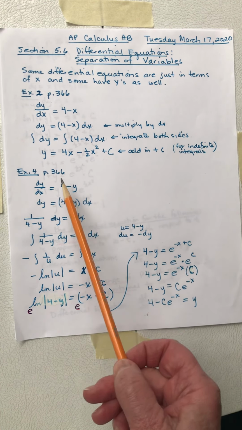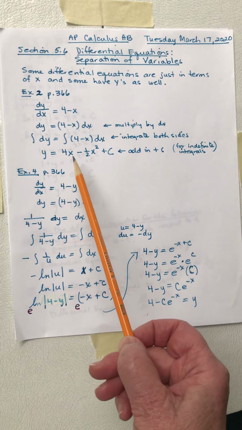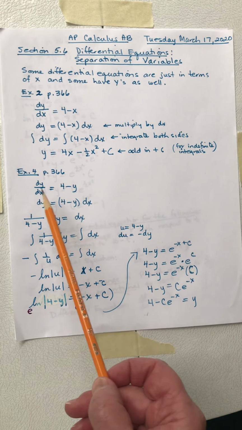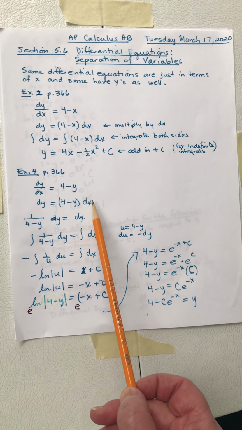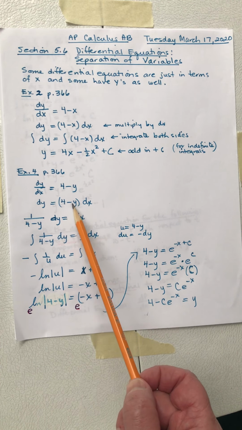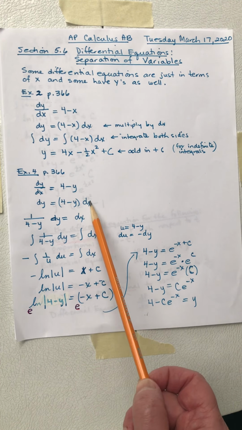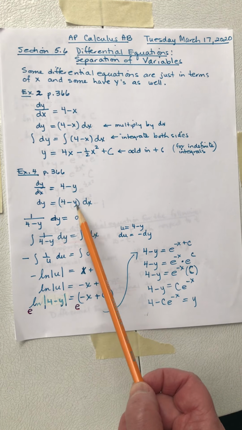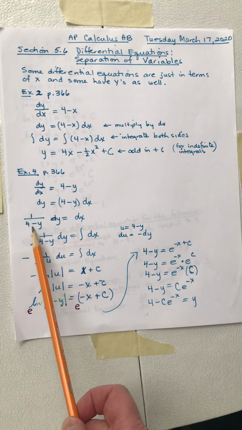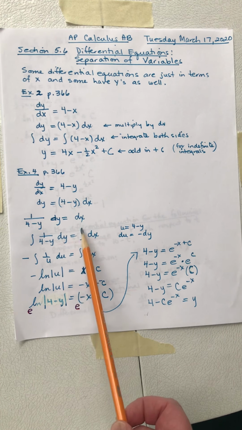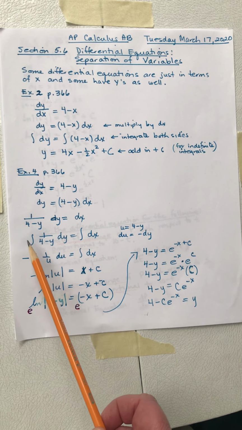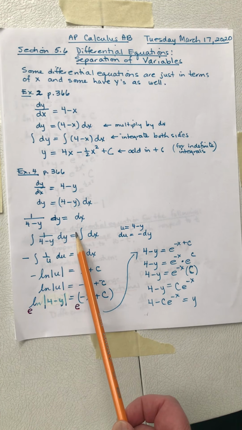Another example I have is example 4 on that same page, 366. dy/dx is equal to 4 minus y. We multiply by dx so that we get the dx on the right, but we can't have the 4 minus y on the same side with the dx. So we group it and we divide both sides by 4 minus y. So we end up with 1 over 4 minus y dy equals dx. Then we're going to integrate both sides here.